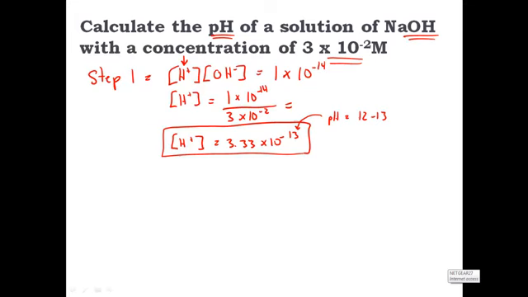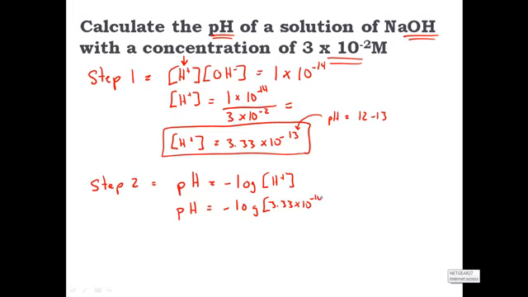That's what that exponent is going to give me a little heads up for. Step 2, we're going to use that ion concentration in my pH formula, because the pH of a solution is equal to the negative log of the hydrogen ion concentration. When I substitute that previous value into this formula and take the negative log of that, we find out that the pH is going to be equal to 12.5.